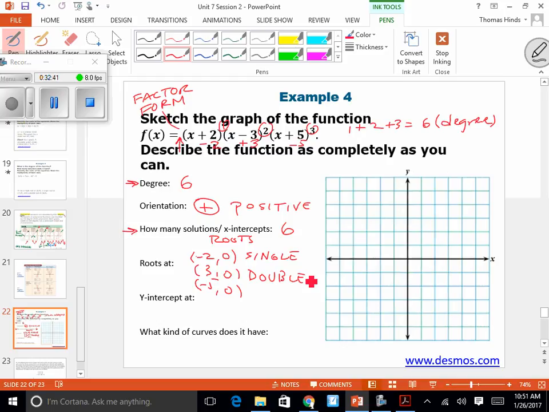The y-intercept, we need a calculator. All right, we need to calculate the y-intercept. To get the y-intercept, you put a 0 in the place of the x's. Put a 0 here, a 0 here, and a 0 there. 0 plus 2 is just 2. 0 minus 3 is just -3. 0 plus 5 is just 5.